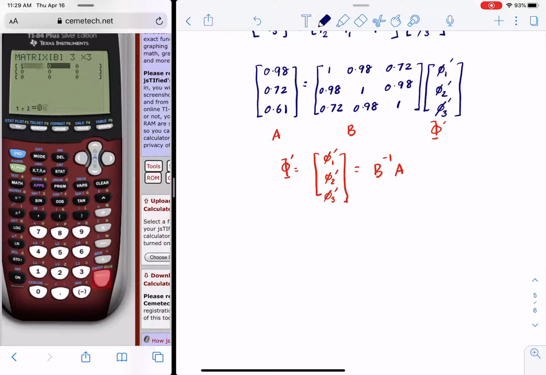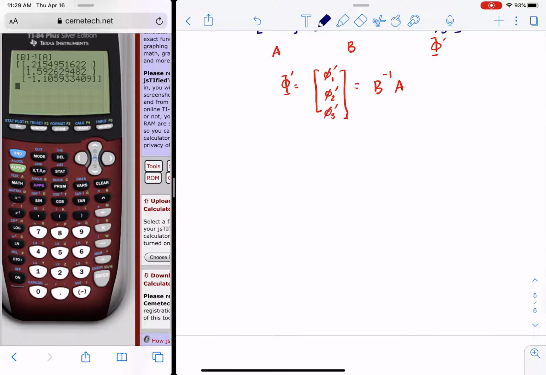We have 1, 0.98, 0.72, 0.98, 1, 0.98, 0.72, 0.98, and 1. And I'm going to find B inverse A, and those are the values that I end up getting.